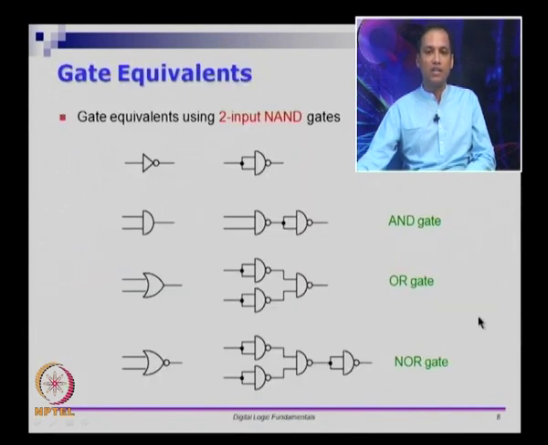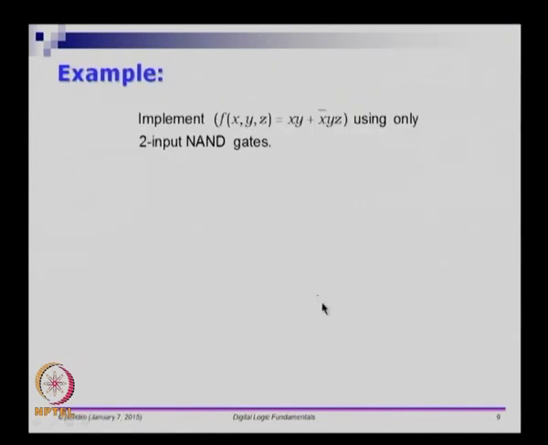So let us wrap this module with some equivalences. We already did this. So an inverter is equivalent to connecting the same input to both the inputs of a NAND gate, and NAND followed by an inverter is AND. If you invert the inputs and give it to a NAND gate, that is equivalent to an OR gate, and if you attach an inverter to the output of this circuit here, that gives me a NOR gate. So this is just for you to recollect what we did so far.